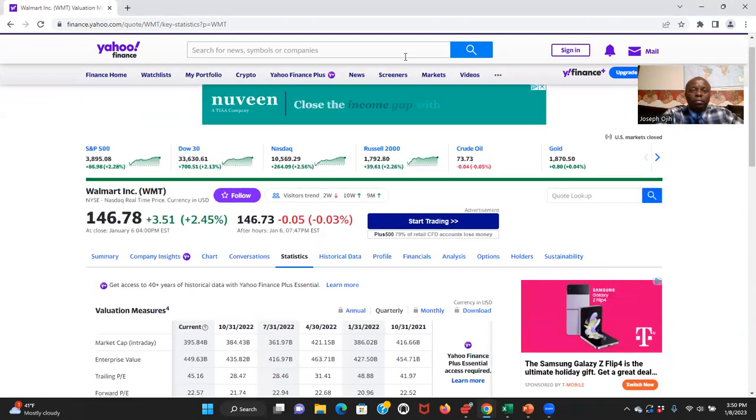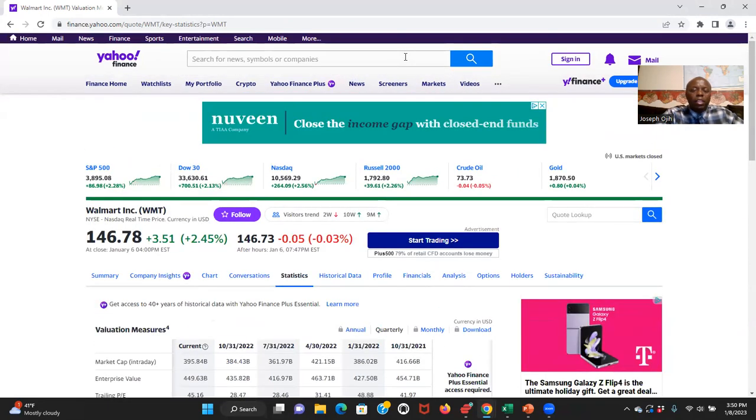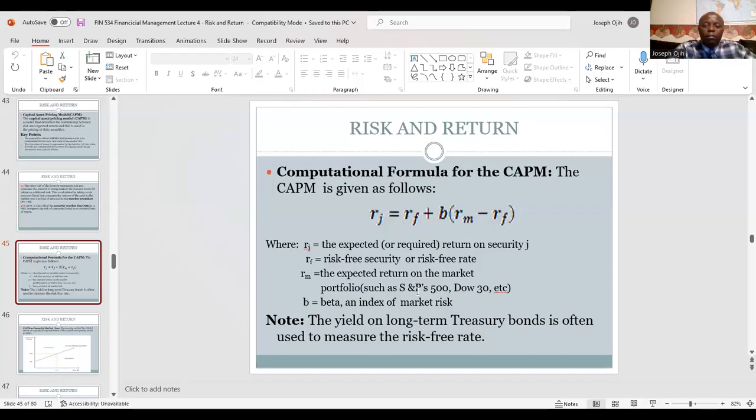That is for Walmart. Okay, now having explained this, for the risk-free rate, we use the return on the 10-year treasury bond. For the market return, we use the return on the S&P 500 or any of the market indices. And for beta, we use the beta of the stock. Now, for most questions you see in finance classes, you'll be given these values. The question will give you the beta, the risk-free rate, and the market return, and then it will ask you to calculate the expected or required rate of return on that security.